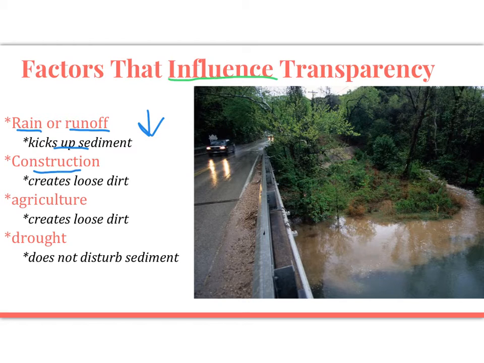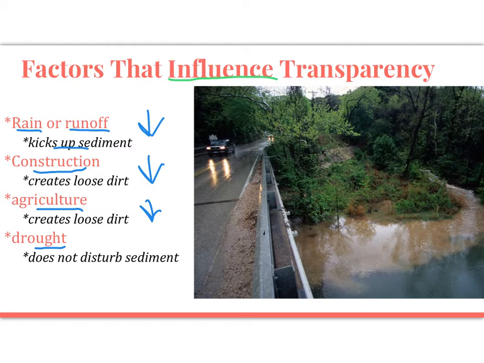Construction, like road construction or digging into the earth, is going to create more loose dirt, which can be carried in by rain or runoff, so that will be a decrease. Same with agriculture, which is farming. We also are creating more loose dirt as we plant the plants, drive the tractors across the fields, till the ground, things like that. So more loose dirt means more possibility of it getting in the water, therefore lower transparency.